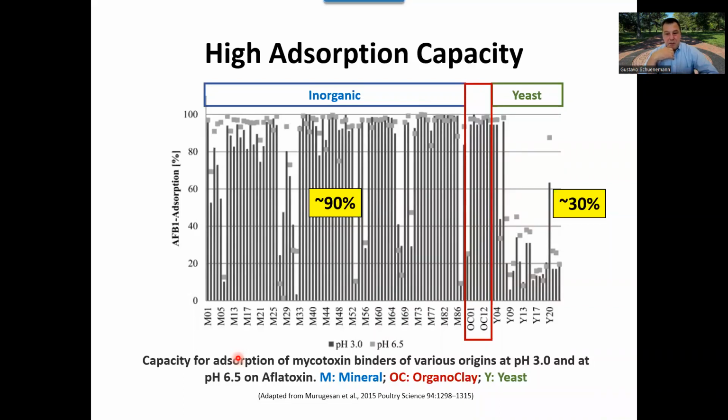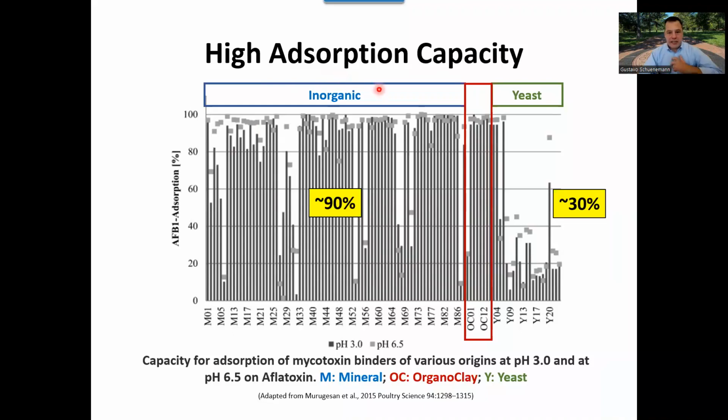Some of it comes from even earlier than the 80s and the 90s. So very interesting information. Here is an example. This is aflatoxin, the one that is regulated in most of the world because of the impact in humans. This is high absorption capacity.